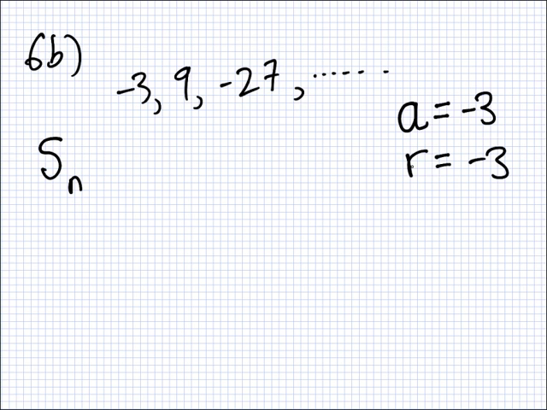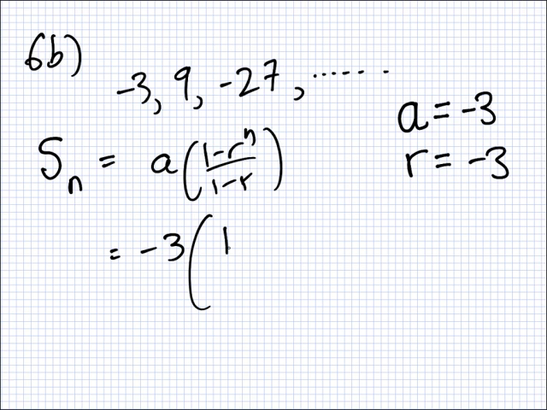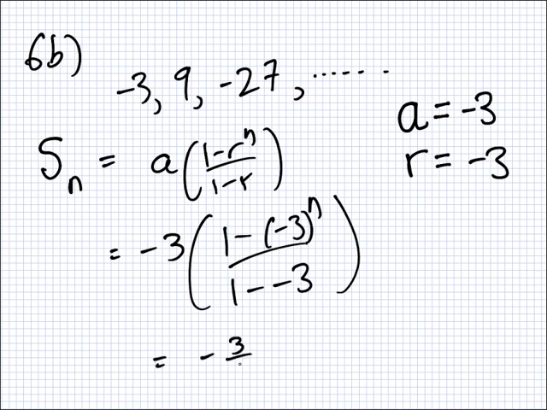Okay. So the formula is the same as before. a times 1 minus r to the n over 1 minus r. So here that would be minus 3, 1 minus minus 3 to the power n over 1 minus minus 3. Now you can clean this up a little bit, because what's 1 minus minus 3? 4. So you can write this as minus 3 over 4 times 1 minus minus 3 to the power n.